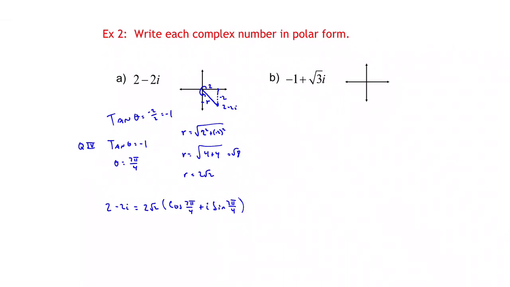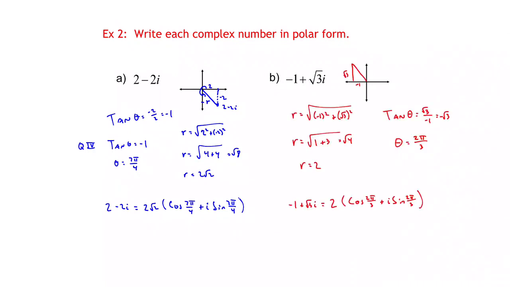All right, now I want you to go ahead and pause the video. I want you to do example 2b on your own. So use the same idea we just did. We need to find the r value and the theta, and then rewrite it in the correct form.